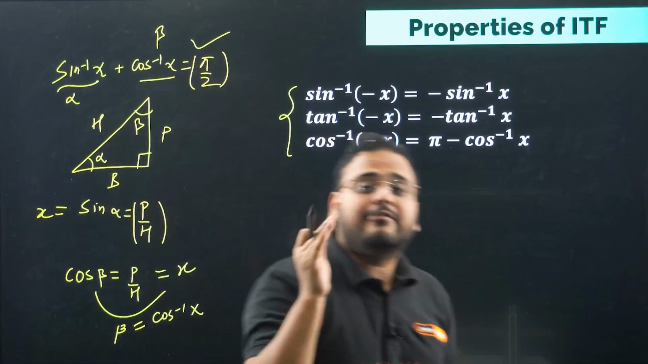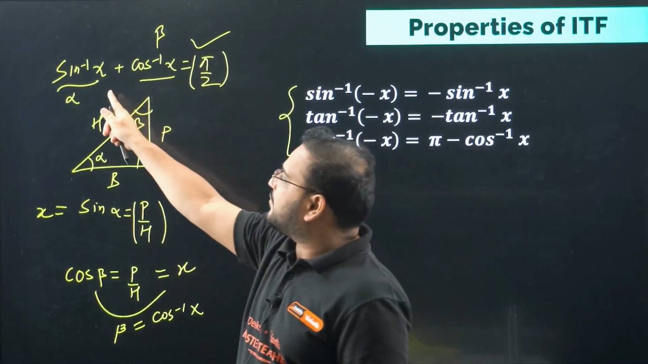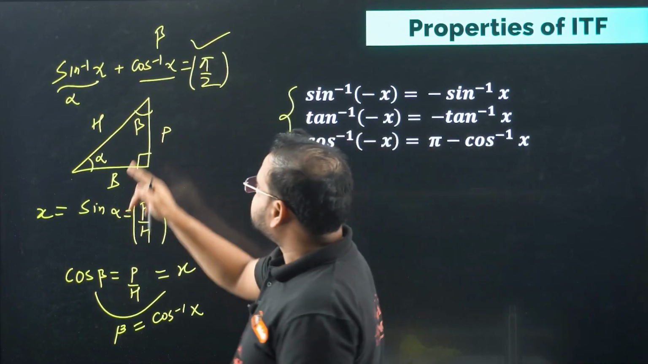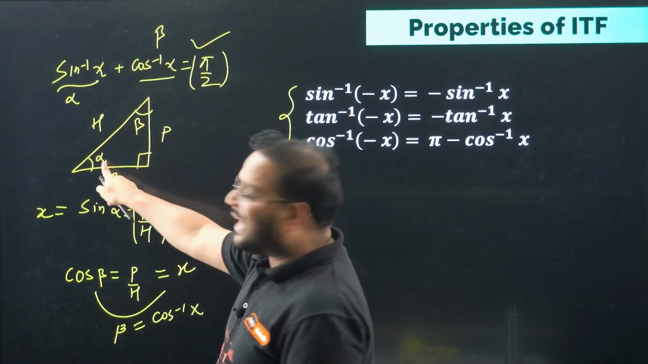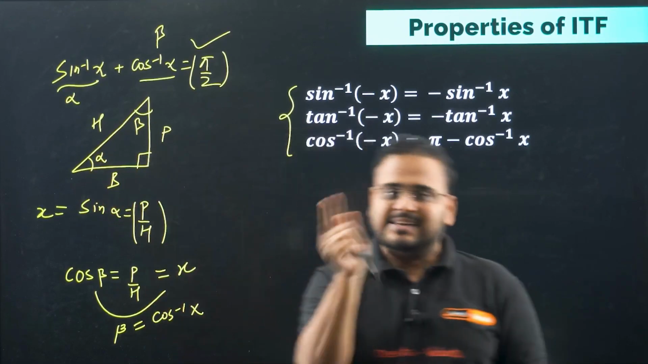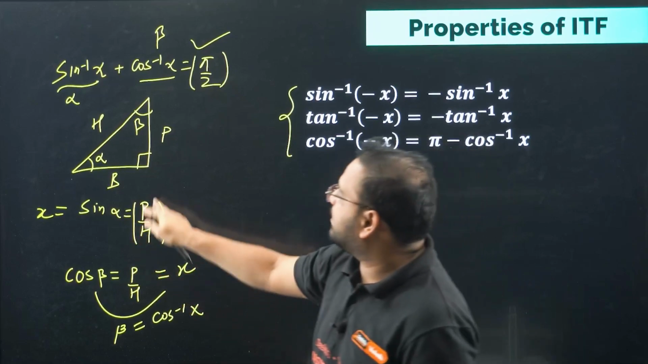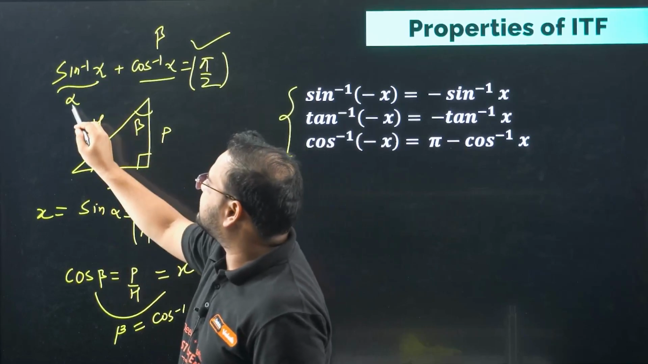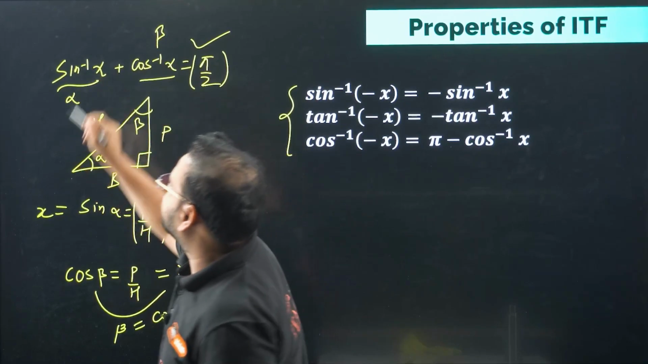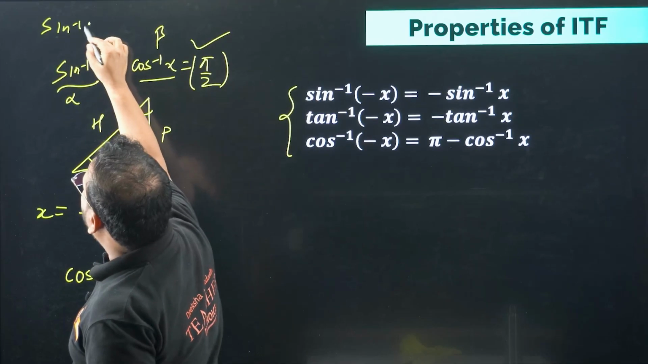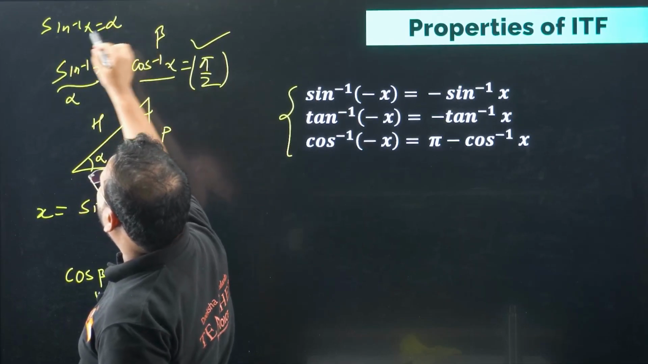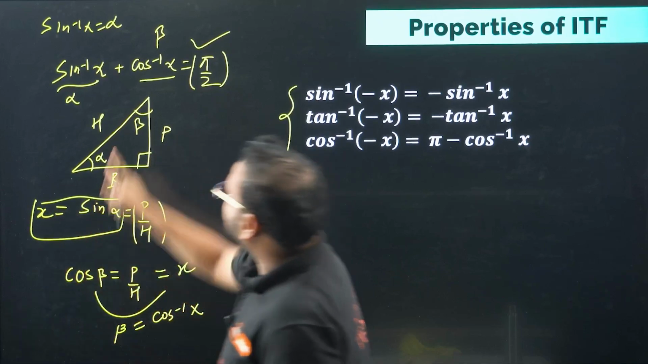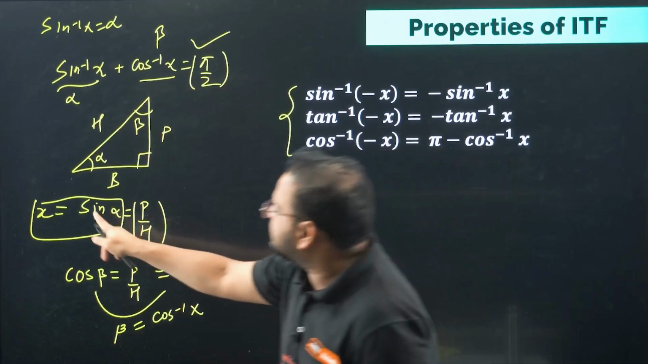So I was trying to justify why the statement sin inverse of x plus cos inverse of x is pi by 2. What I did, I'll repeat again, was I took one of the angles as alpha, and for that I wrote sin alpha. I got p by h, which is the same as x. If I take sin inverse of x as alpha, what I get from here? I get sin alpha as x, correct?